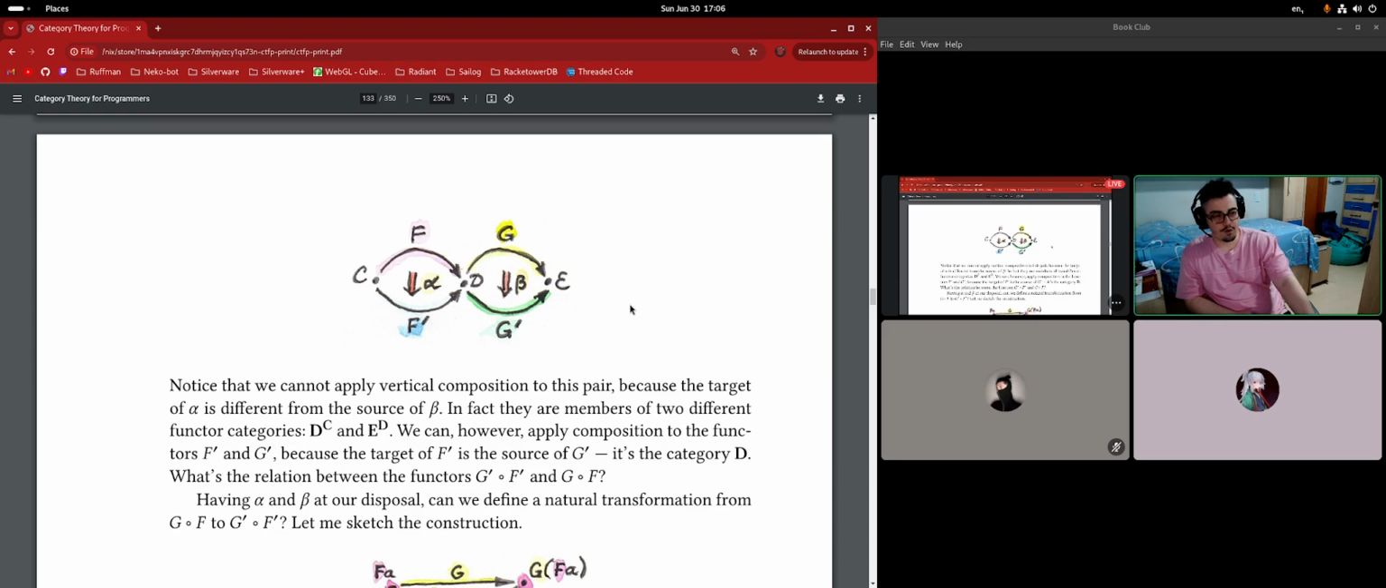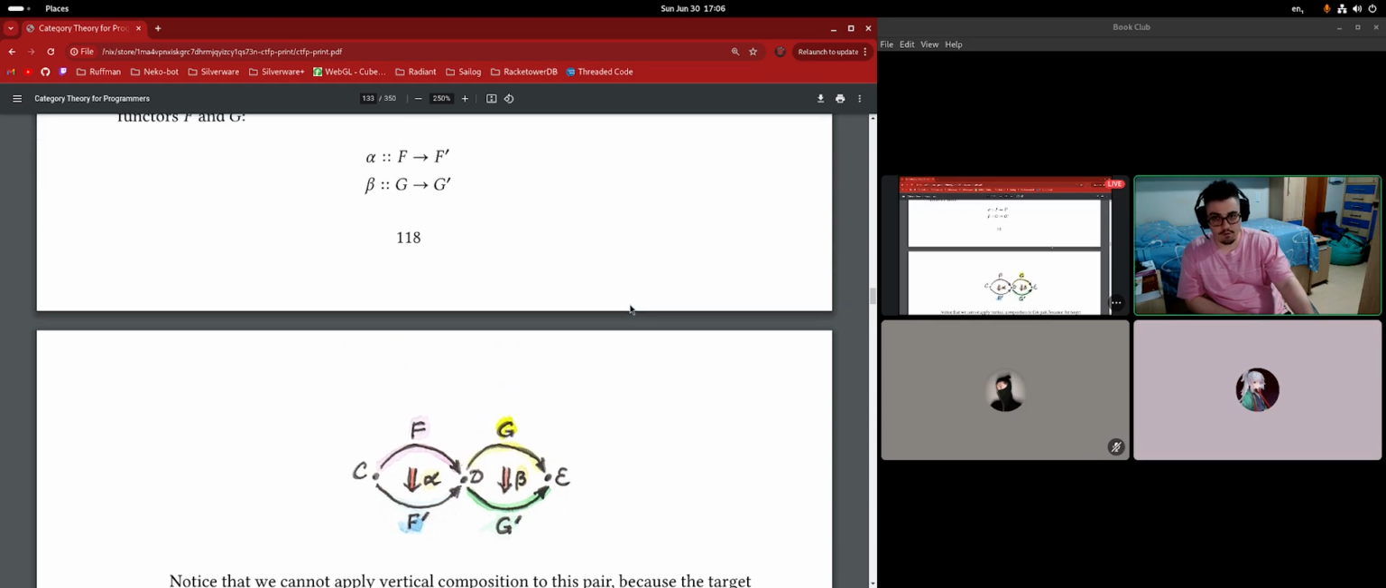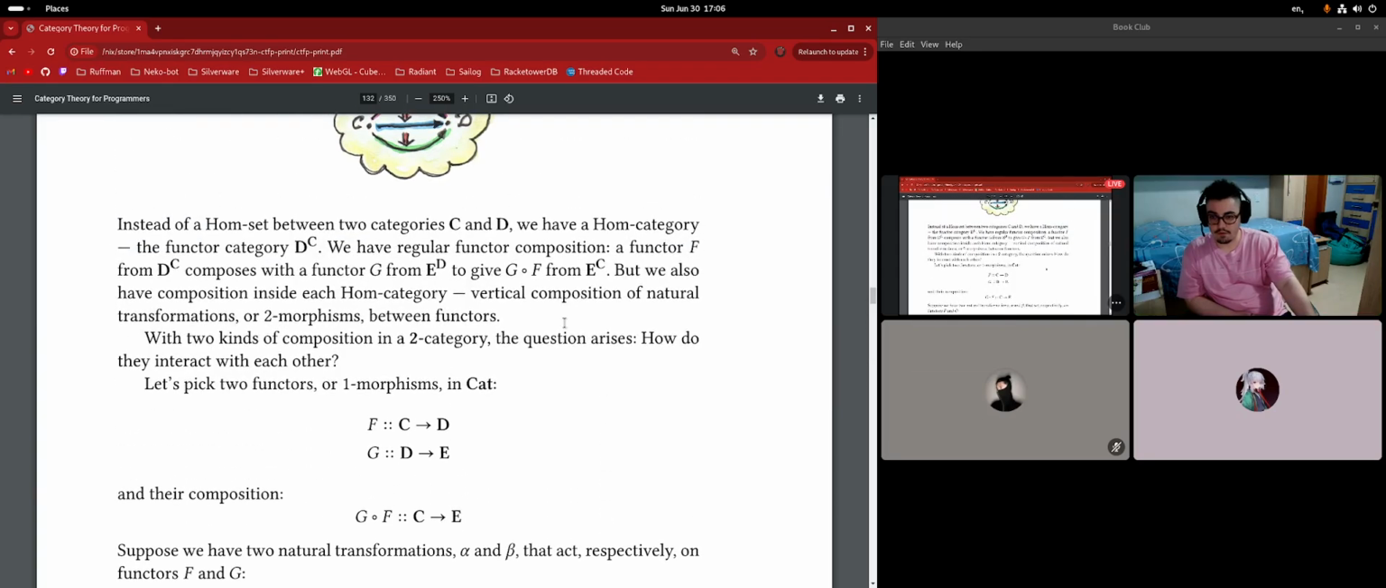Wait, I think you said horizontal by mistake. Didn't you mean vertical? No, I didn't. We speak of horizontal composition of natural transformations, not of functors, actually. But it's not horizontal, or am I understanding things wrong? It's vertical.